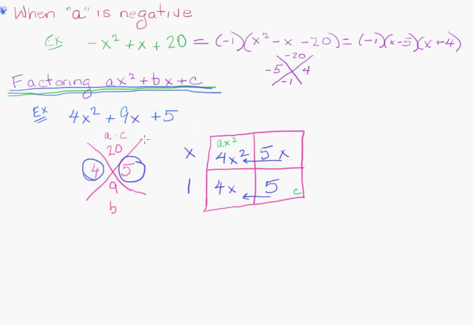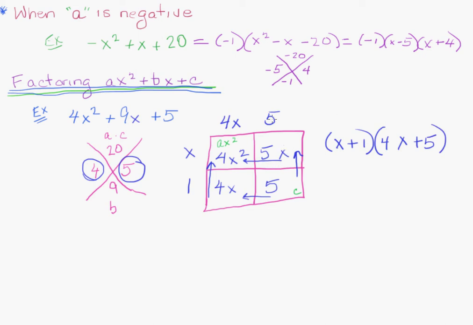Well, actually, they don't have anything other than 1 in common. Okay, now I'm going to do it vertically this way, and I'm going to look at these two boxes, 4x squared and 4x, and they have a greatest common factor of 4x. And I'll do the same thing with the next two boxes and look at the 5x and the 5, and they have a greatest common factor of 5. And so now what we have is x plus 1 times 4x plus 5.